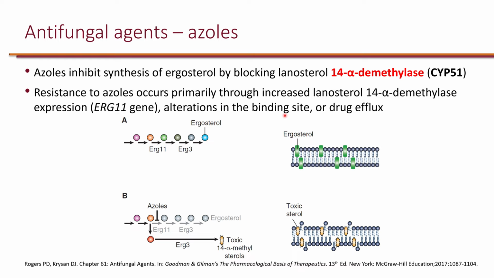And of course, there can also be drug efflux pumps that will pump the azoles out of the fungal cell. So what normally happens is that this ERG11 gene leads to the formation of CYP51 enzyme, which leads to synthesis of ergosterol, which is important for the cell membrane. When you have azoles, they essentially block this process. So the cell membrane will not have this ergosterol, which results in cell wall inhibition.